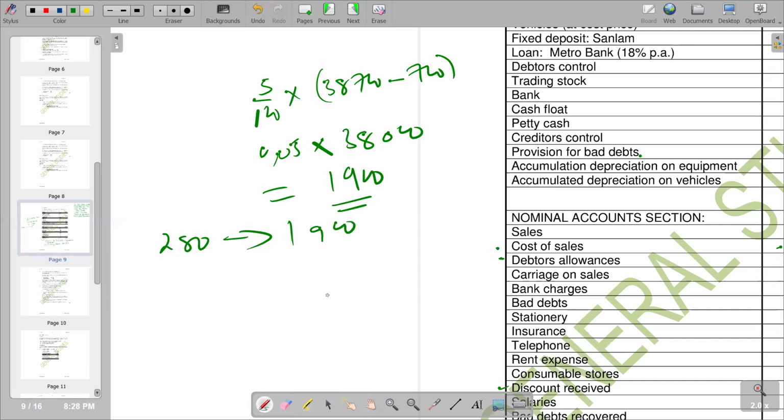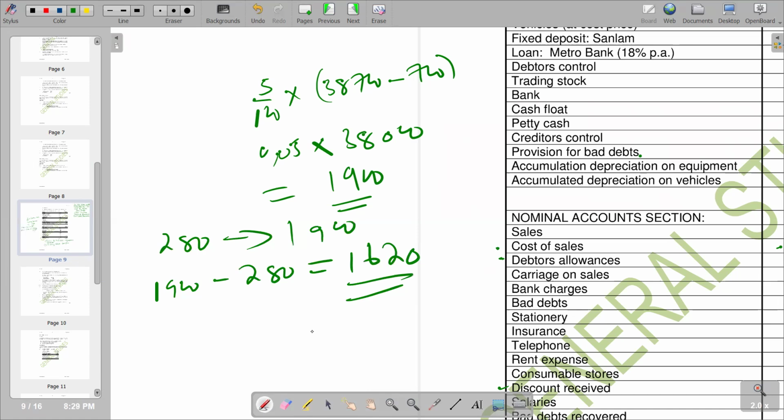So if it's an increase, you have to put it under expenses. So it's an increase of 1,900 minus 280, and we are going to get your 1,620. So you've got 1,620, which we are going to put under operating expenses. So we leave it and adjust it when you reach the operating expense section.